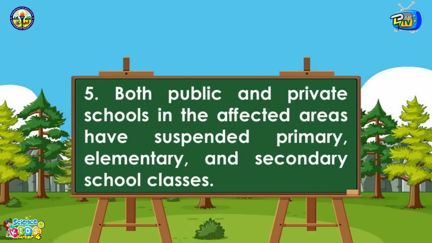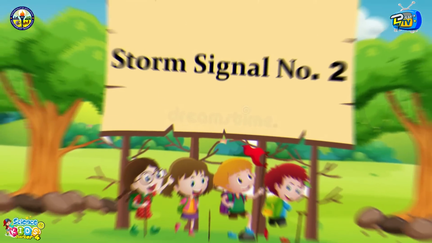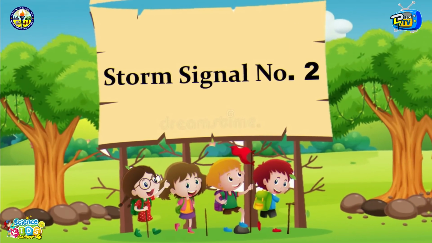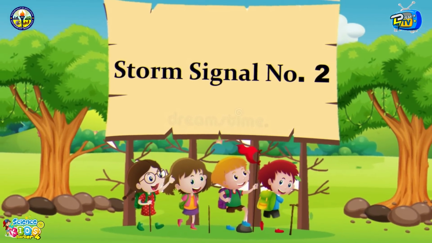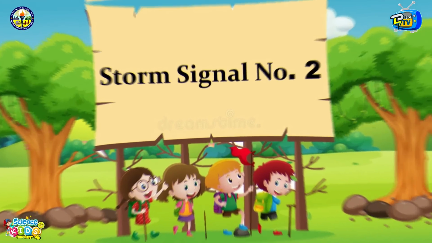Number 5. Both public and private schools in the affected areas have suspended primary, elementary, and secondary school classes. What is your answer? Awesome! The correct answer is storm signal number 2.